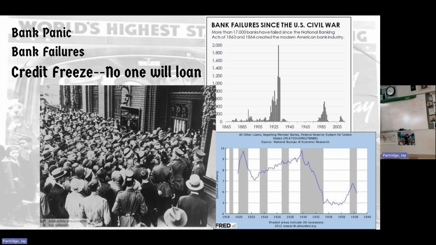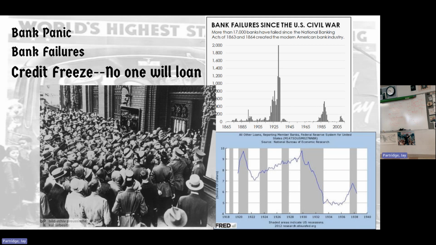Oh, and this is the drop in loaning from the Depression. Look at the crash in loaning. That's pretty dramatic, isn't it? Nobody wants to buy anything. Nobody wants to loan money. And how do you start a business? Businesses can't start unless there's credit, period. They need credit.